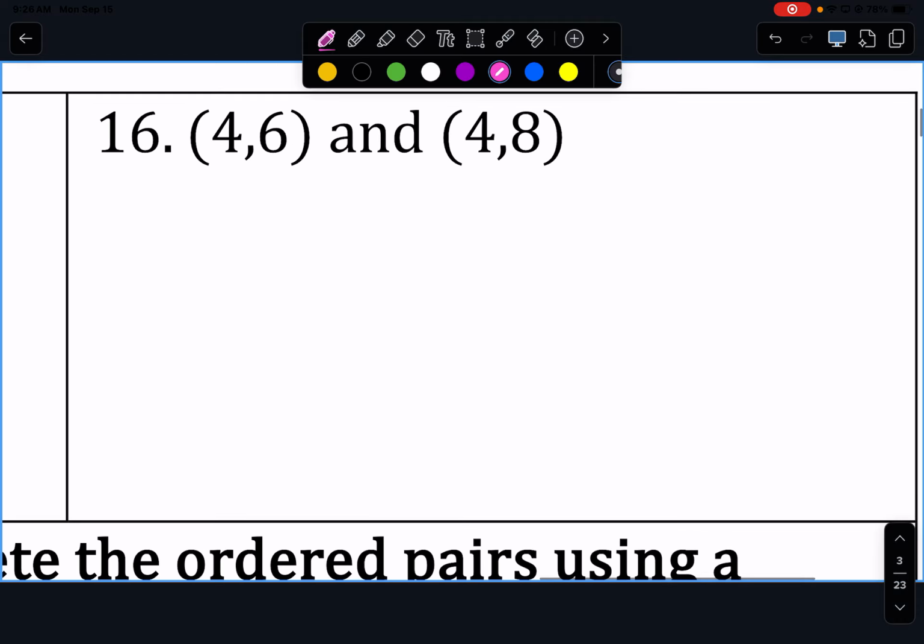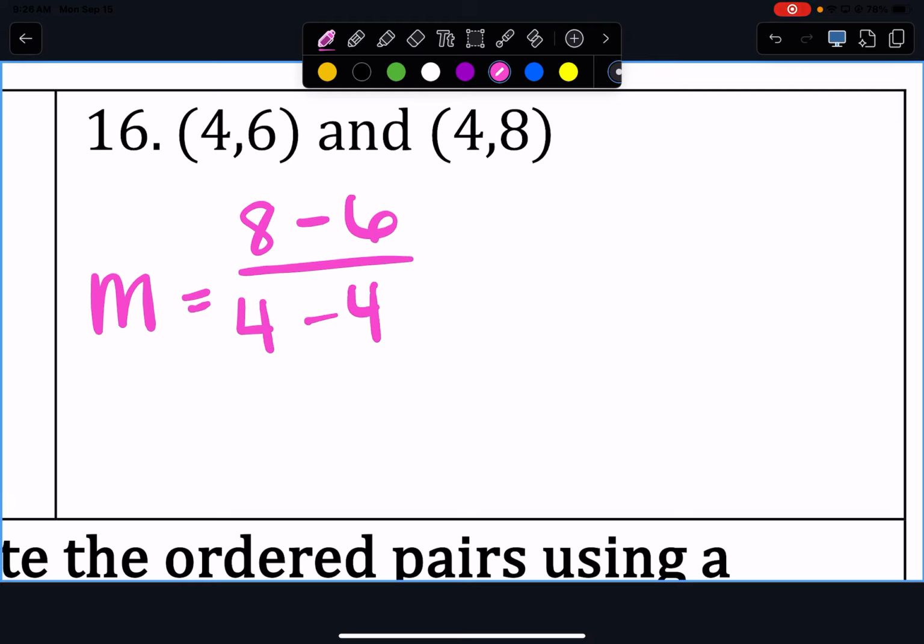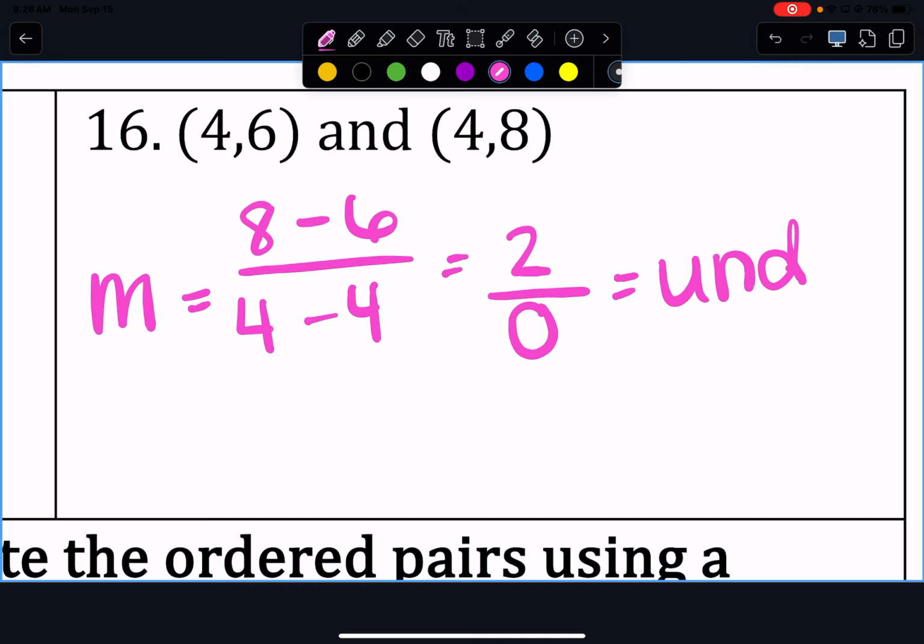All right, for 16, what does the numerator need to be? 8 minus 6. What's the denominator? 4 minus 4. What is 4 minus 4? It's undefined. It does not matter what the numerator is. If the denominator is 0, it's undefined.